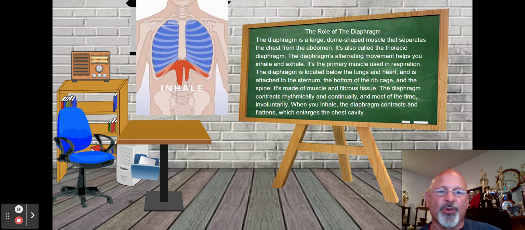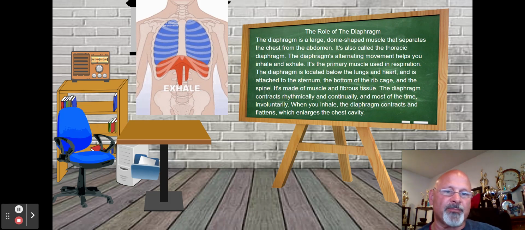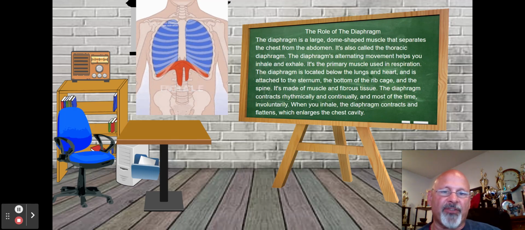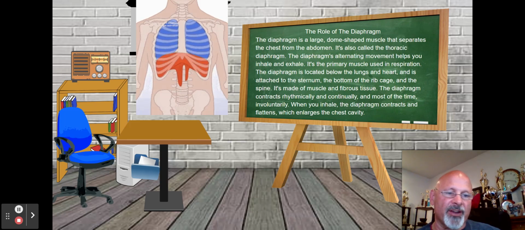The diaphragm is located just below the lungs and the heart and is attached to the sternum, the bottom of the rib cage, and the spine. It is made of muscle and fibrous tissue. The diaphragm contracts rhythmically and continually, and most of the time involuntarily. When you inhale, the diaphragm contracts and flattens, which enlarges the chest cavity and draws in the air from the outside.